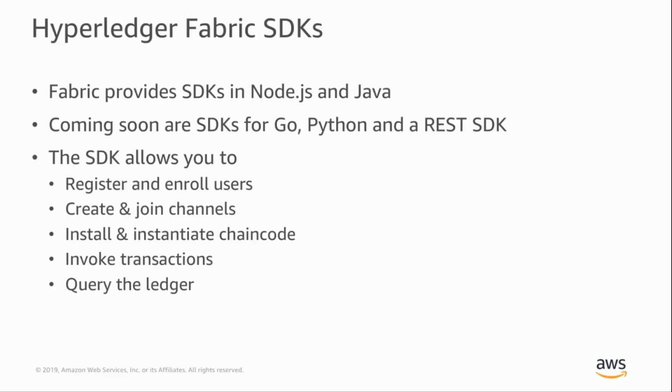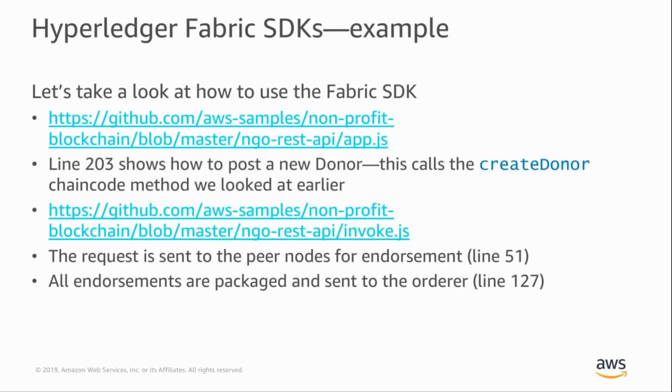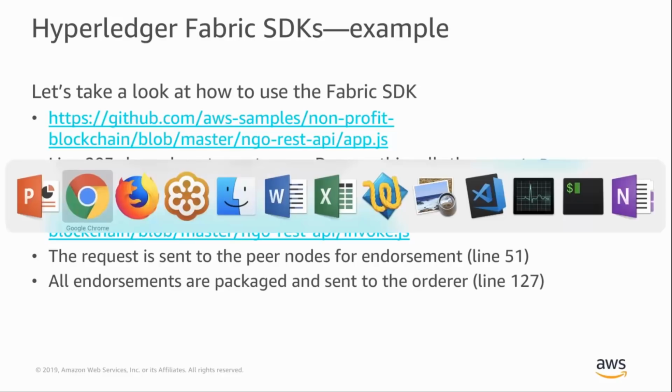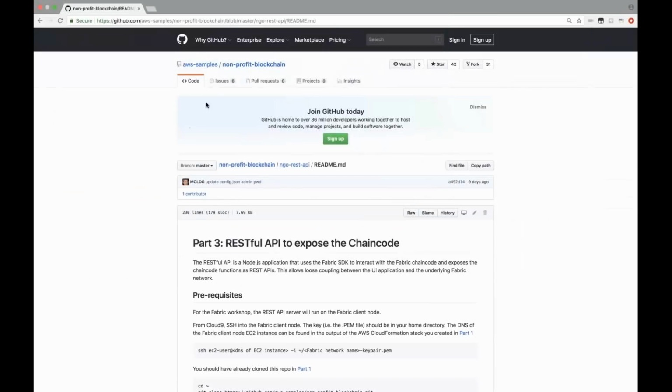So what I have done is I have developed a REST API using Node.js and Express, and that REST API is using the Fabric SDK to connect to the Fabric network, and it is allowing us to invoke transactions and query the ledger via a REST API. So let's take a quick look at that in the GitHub repository. So if I go here to nonprofit blockchain, here is my REST API.